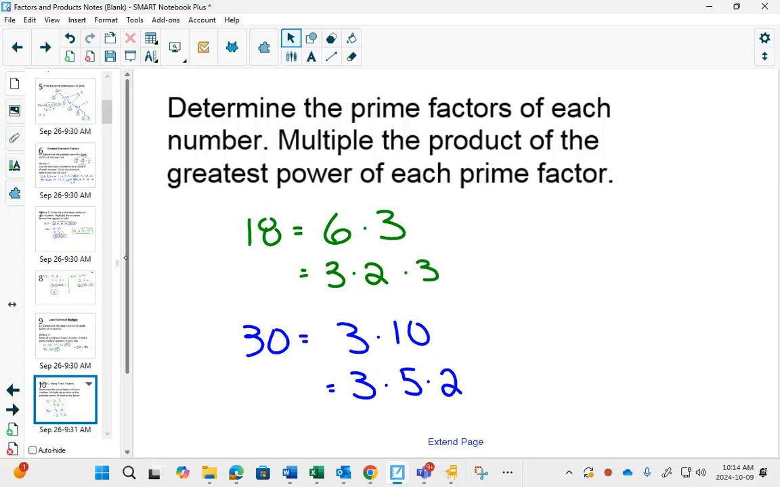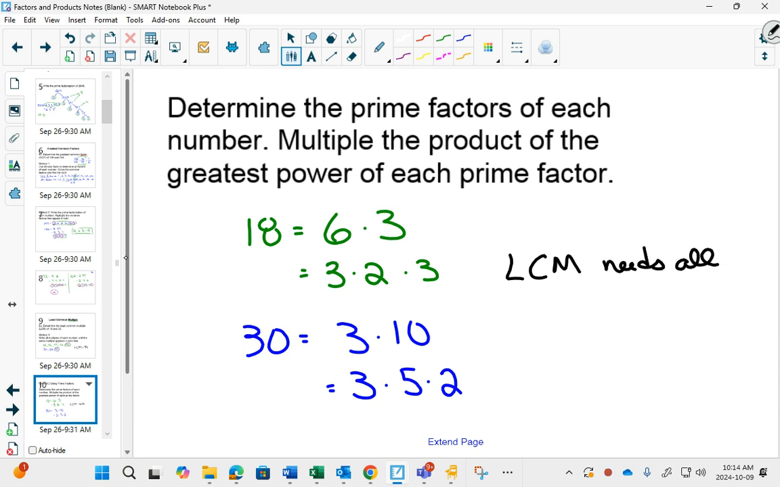Now for the least common multiple, the least common multiple needs all the factors. So do we have a 2? Yes. So our least common multiple will need a 2. Does any of them have more than 1 2? No. So we've used up the 2. I'm going to just put a line through it. We used up the 2. Do we have a 3? Yes.